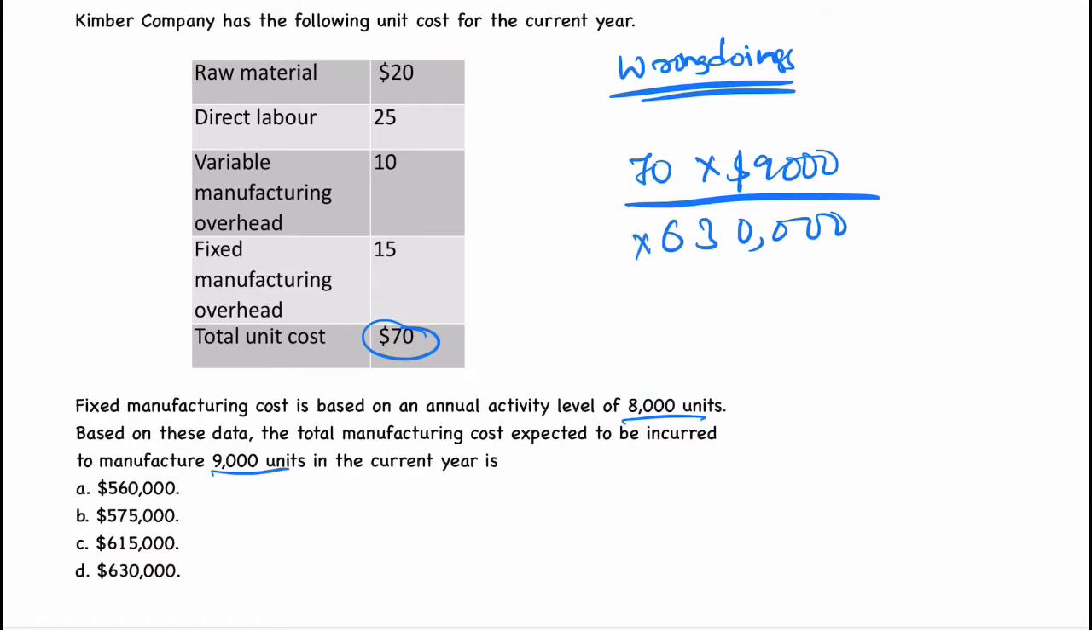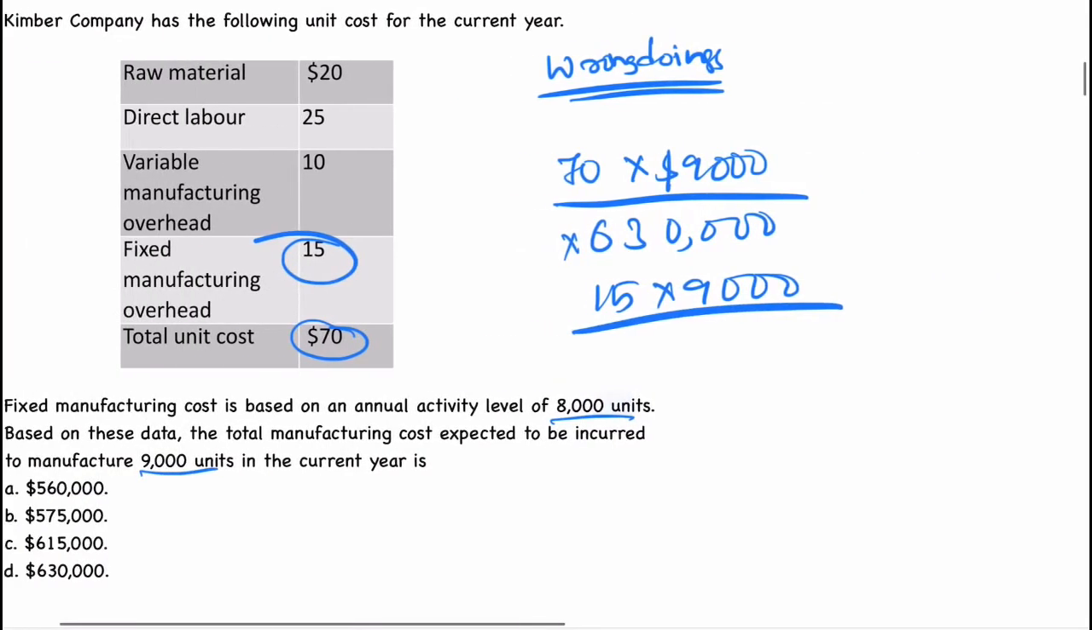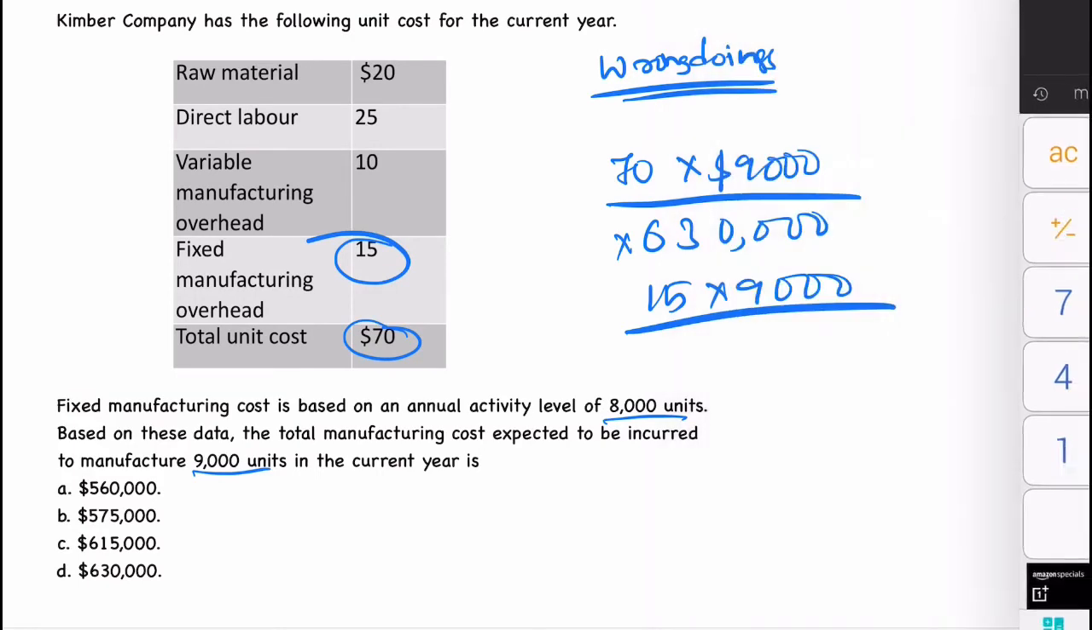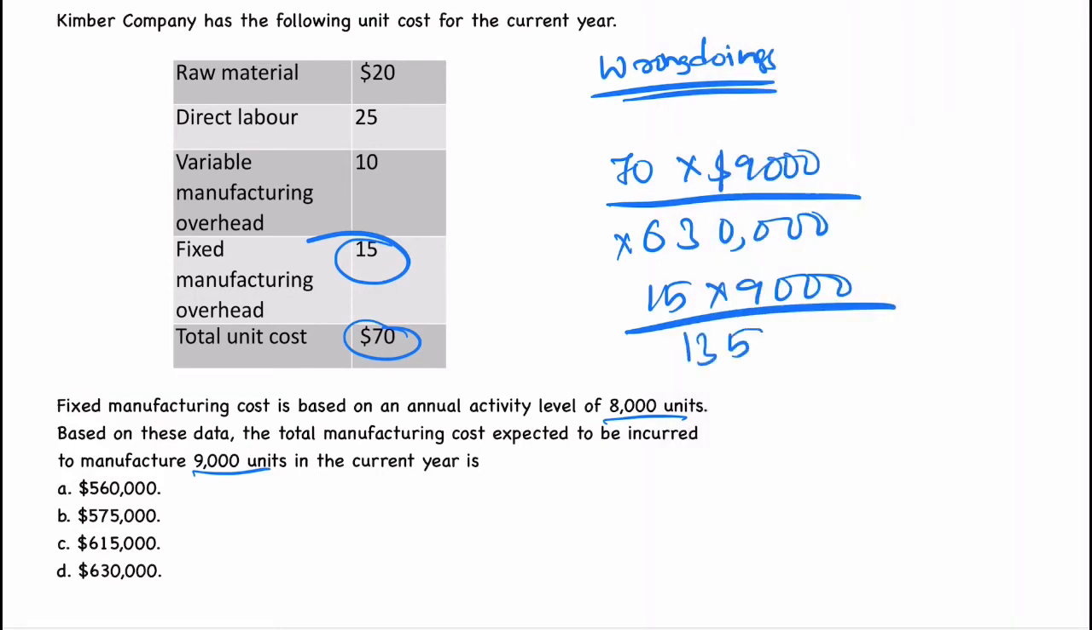Next, what we are going to do? Fixed cost, we are going to calculate it in a different way. 15 into 9,000, that will come to 135,000. I will take this fixed cost directly. This is another wrong.